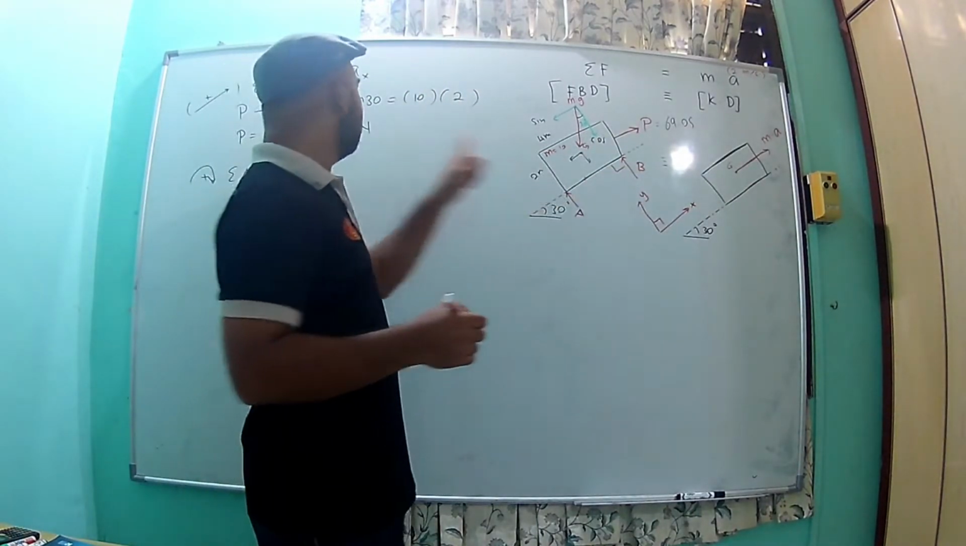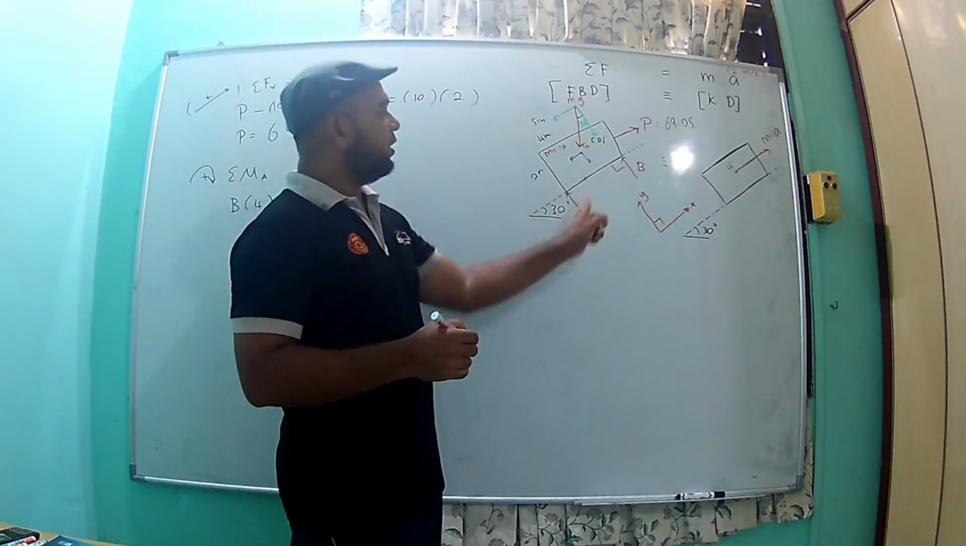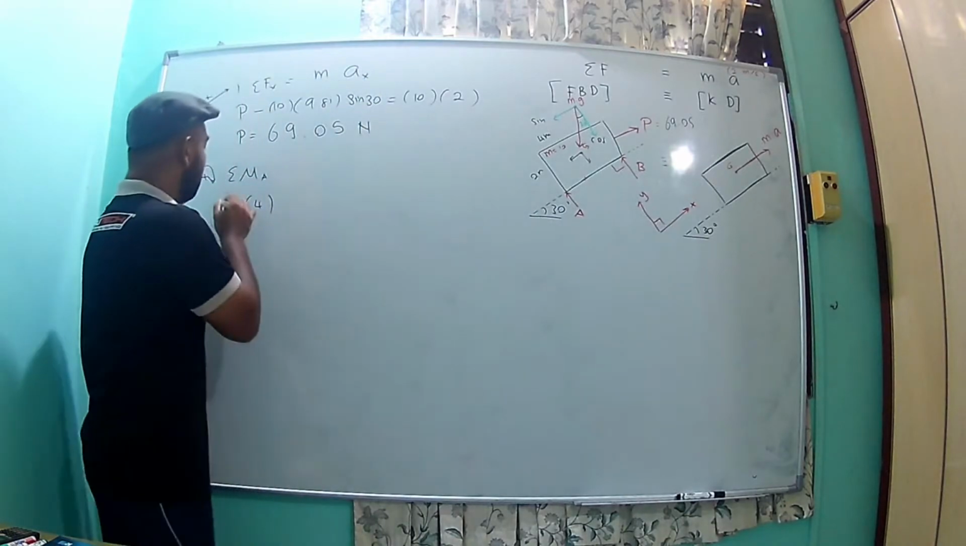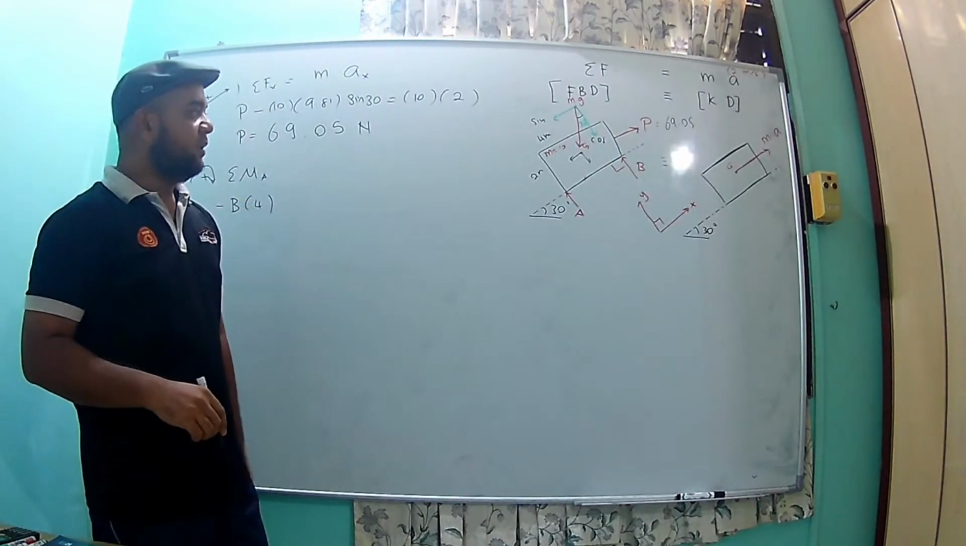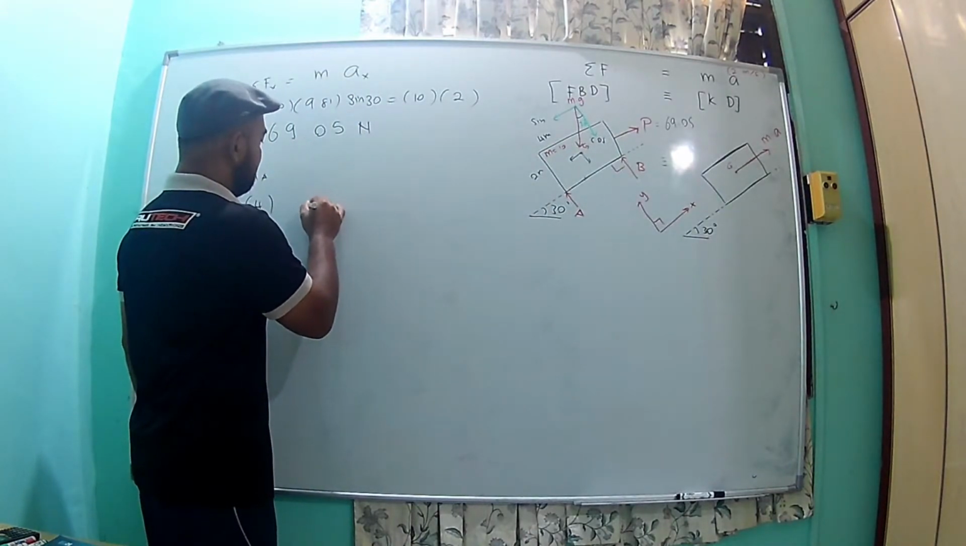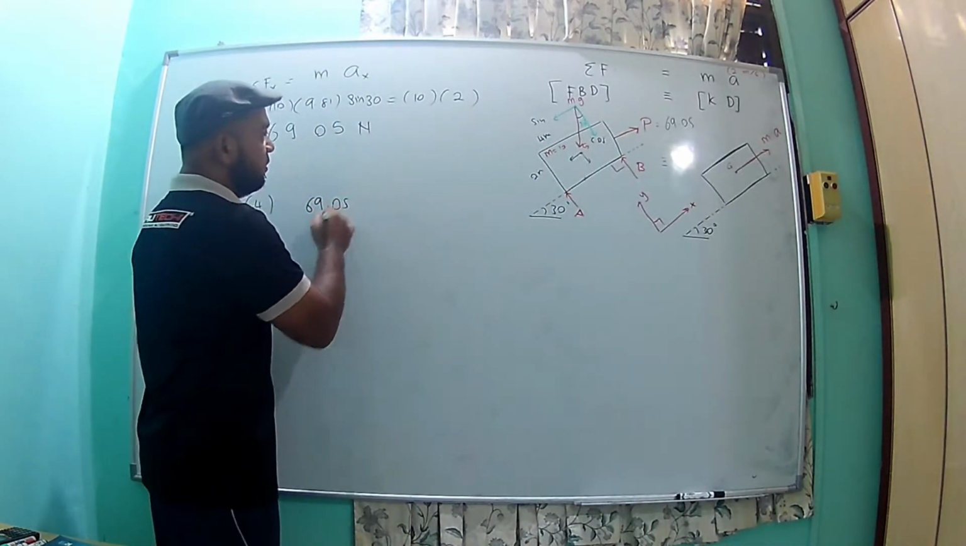And the direction, we said that clockwise is positive. So here, if I put a pin here and I pull this direction, the component will move counterclockwise. So here will be negative. Okay, so P is 69.05.